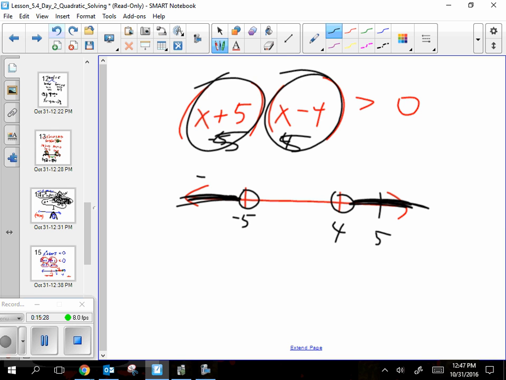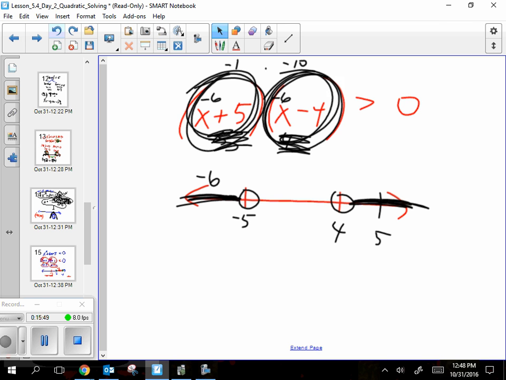Because when you put in -6, or what did you put in? I'll take -6 then. -6 and -6. This is -1. This is -10. What's a -1 times a -10? +10. Is +10 bigger than 0? Yes, it is. That's why it works out there. So again, kids are usually terrible at testing intervals.